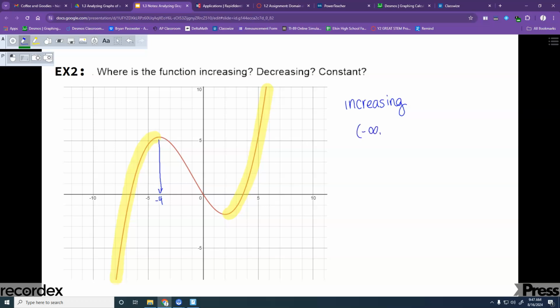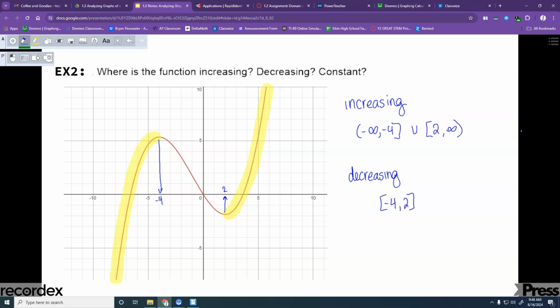So we got negative infinity to negative 4, and then we also have over here, what number do I start increasing again at? 2, and it probably didn't print your grid lines good either, did it? Up to what? Am I still increasing over here? Yes, that's going to be infinity. So this right here is 2 to infinity. So where would we be decreasing? Negative 4 to 2. And I can use brackets with both of those, negative 4 to 2.